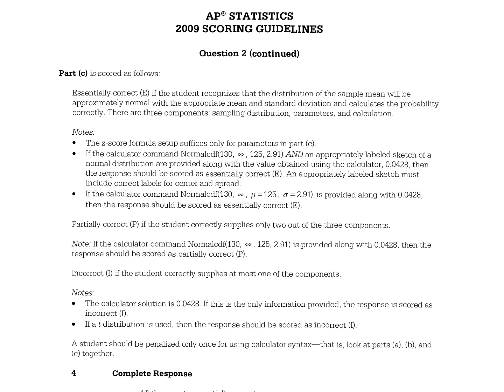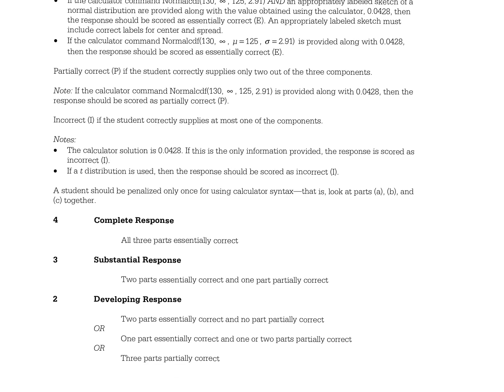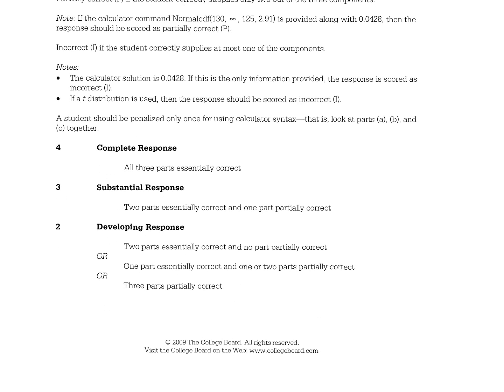Okay, so then let's look at grading. EEE gets you a 4. 2 E's and a P gets you a 3. 2 E's and an I, an EPP or an EPI is a 2, and a PPI is a 2. And hopefully that gives you what you needed.